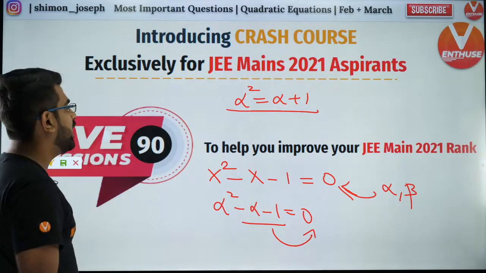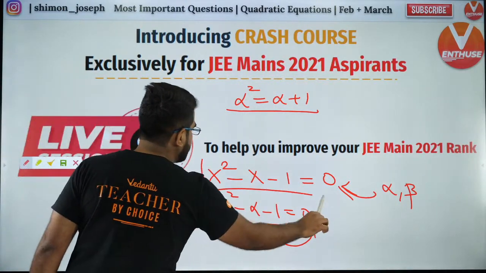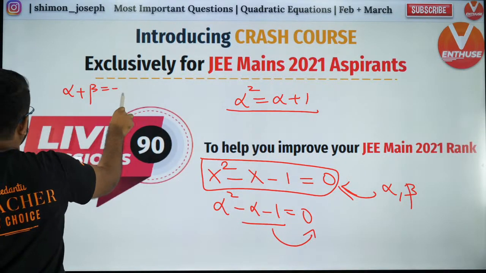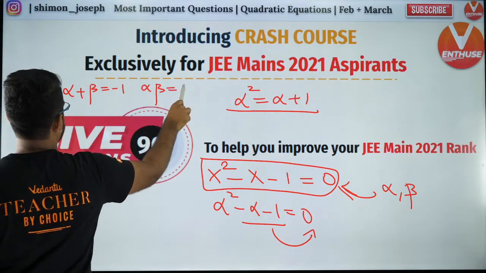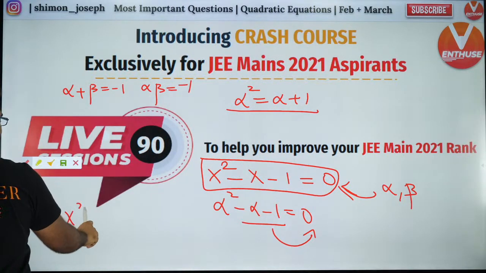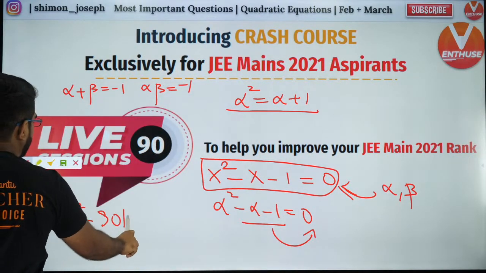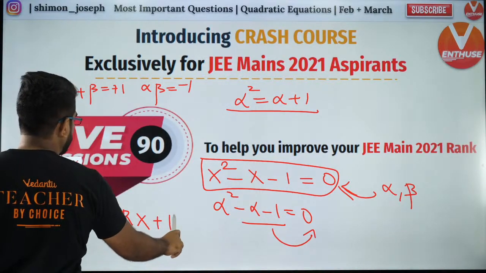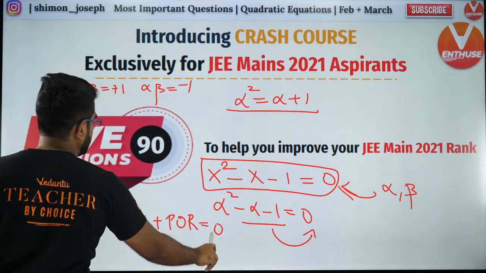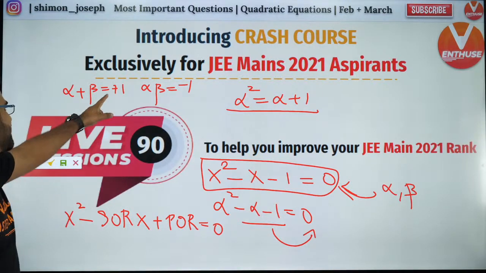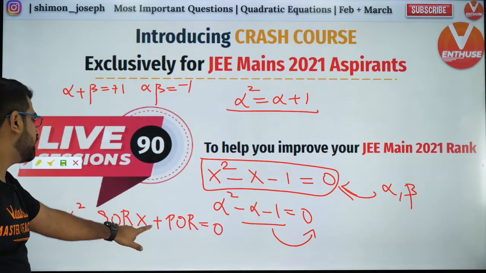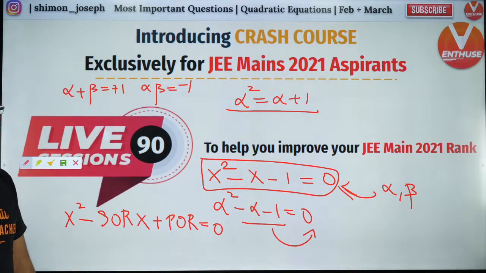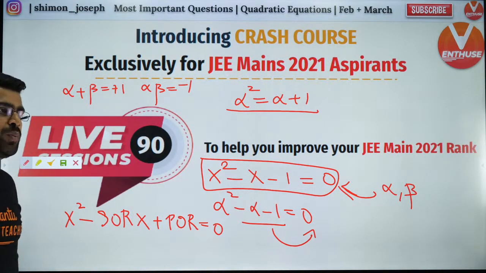Got it? And how did I get this equation? Chris, it was given alpha plus beta is minus 1 and alpha beta is minus 1. So how do you form a quadratic equation? X square minus sum of roots times x, plus product of roots. So I will put x square minus of 1 x plus product of roots, which is plus 1. Understood now? Did you get it now, Chris? I hope you got it.